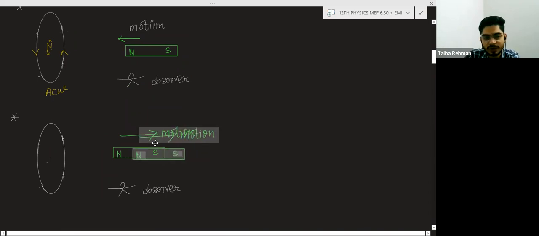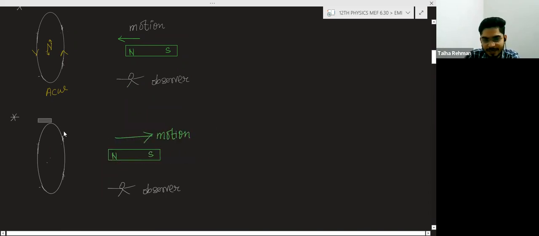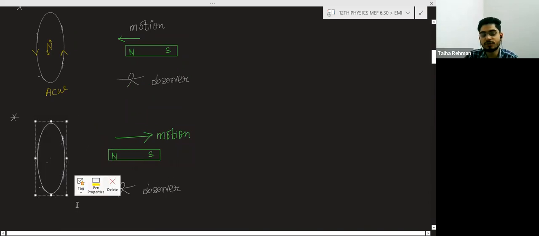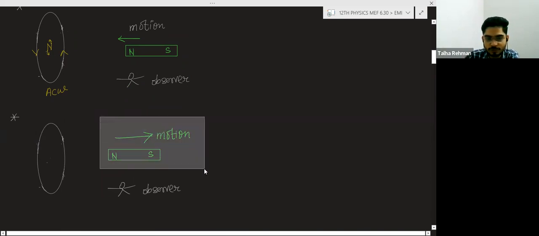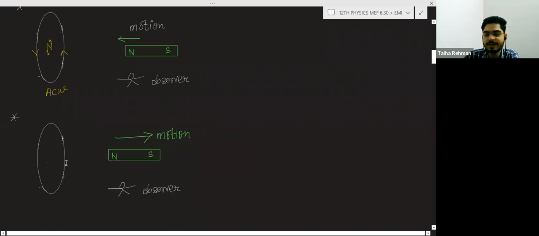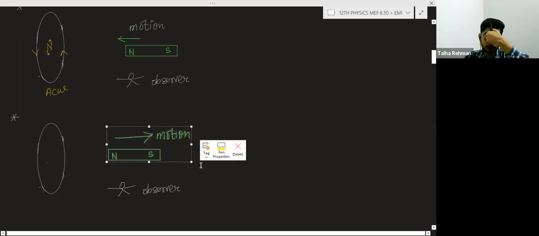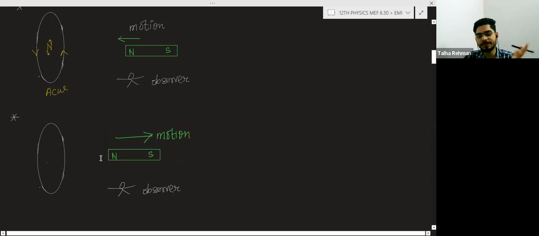If this magnet is moving away from this coil, the magnetic flux linked with this coil is decreasing because the magnet is moving away. Decreasing means the magnetic flux linked with this coil is changing. So what is the cause of change in the flux with respect to this coil? The motion of the magnet. So here there will be the induced current, and that induced current will oppose the motion of the magnet by producing either north or south pole depending upon.